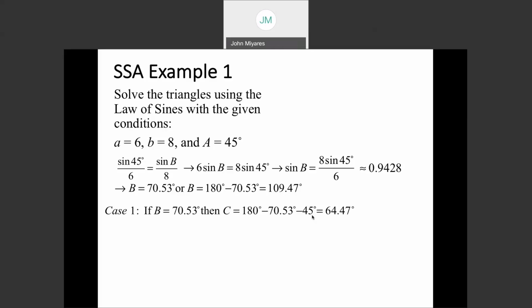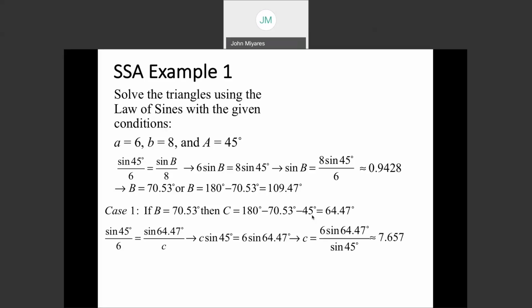From there, we'll use the law of sines to find side C, starting with angle A and side A for comparison purposes, because those were our givens. And as mentioned before, it's always best to use our givens rather than any calculated values. We can cross multiply, and then we can divide just like before, and we're going to end up with side C being approximately 7.657 units long. So here's basically what that triangle is going to look like.